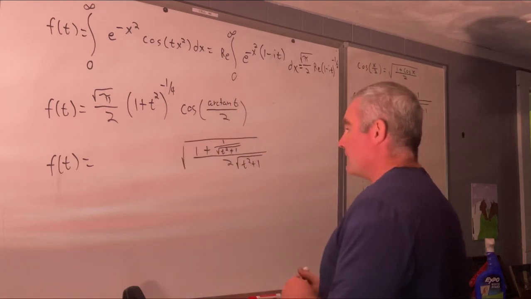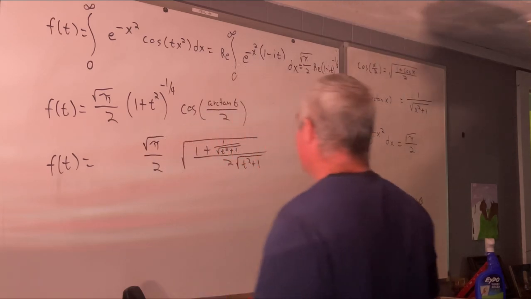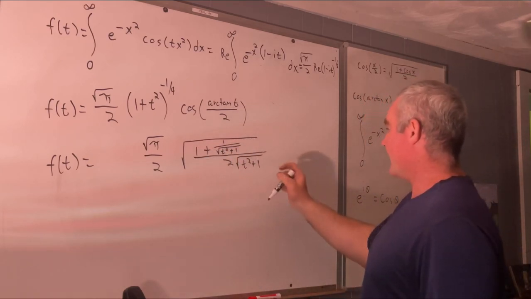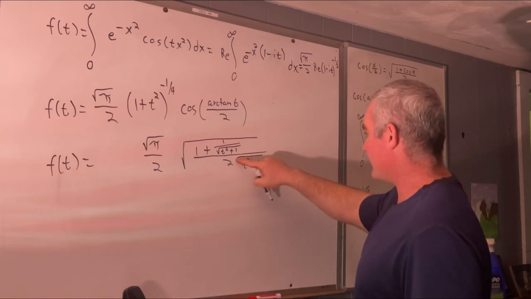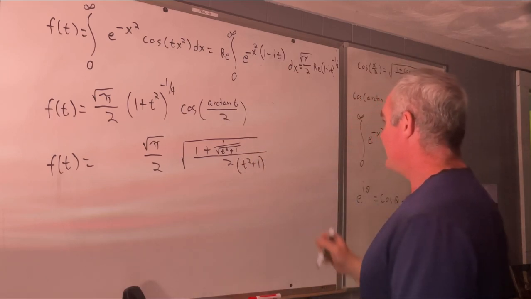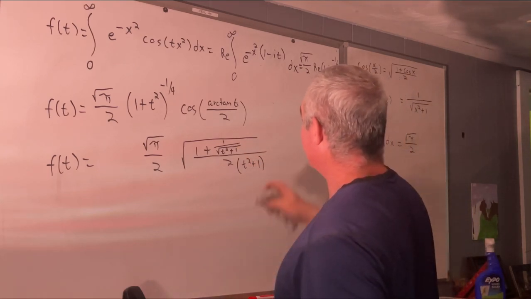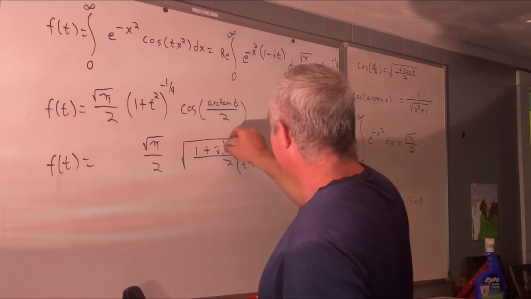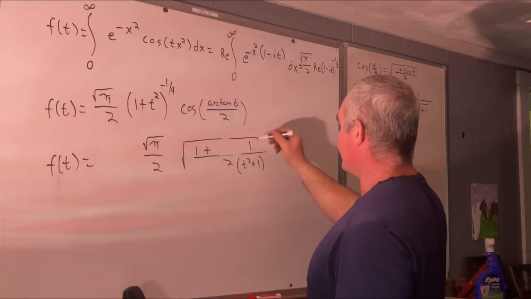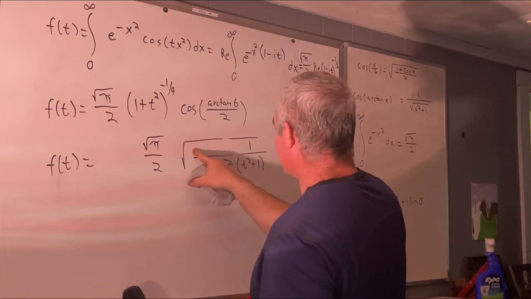And then we'll get that square root of pi over 2. Now we can multiply the top and the bottom of this fraction inside our radical by the square root of t squared plus 1. Doing that to the bottom will just get rid of this square root sign. Applying it to this 1 over the square root of t squared plus 1 will just give us 1. And then multiplying 1 times the square root of t squared plus 1 just gives us the square root of t squared plus 1.